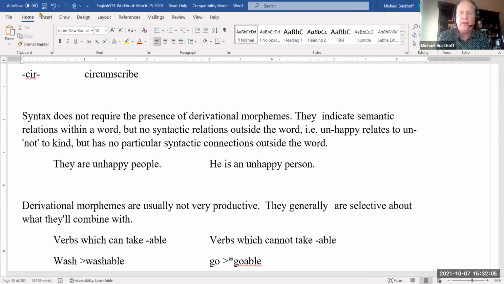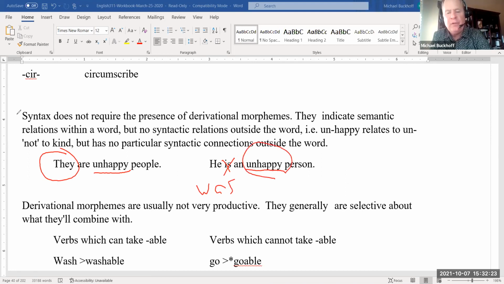So how do I know that? If you look at what I wrote here, I said they are unhappy people. Notice how unhappy stays the same. He is unhappy, and unhappy still stays the same. So it isn't affected. I could even say was. I can say he was an unhappy person, but this particular word will not change. So derivational morphemes are not affected by things that happen outside of the word, only with the word itself.